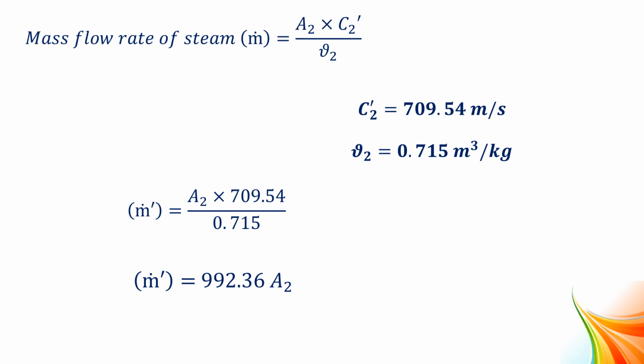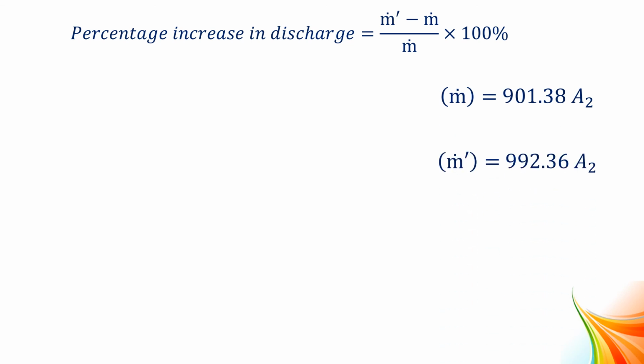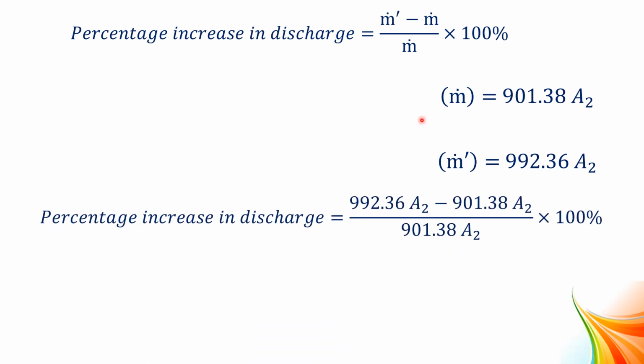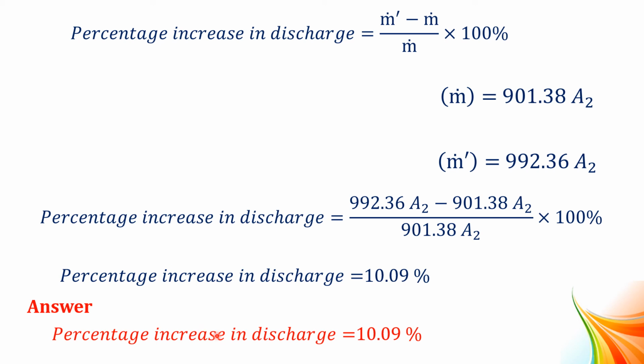Now we have to find out percentage increase in discharge. So for calculating the percentage increase in discharge, we have to use this equation m dot dash minus m dot divided by m dot into 100 percentage. Substituting the values of m dot and m dot dash in the percentage increase in discharge equation, we get percentage increase in discharge is 10.09 percentage. So our answer is percentage increase in discharge equal to 10.09 percentage. Thank you.